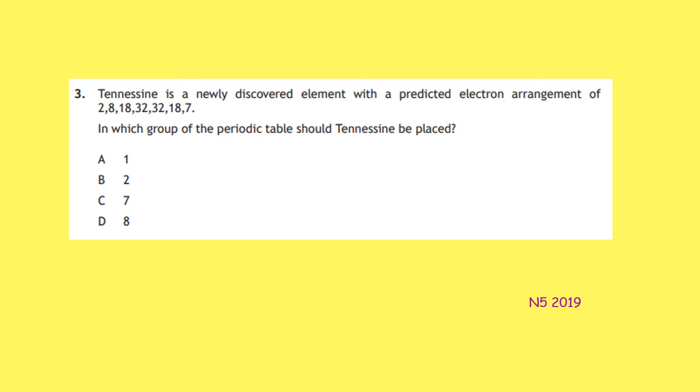Well, with this, remember, the number of electrons in the outermost shell tells you the group, and tennessine's electron arrangement ends in a 7, so it must be in group 7. So C was the answer.